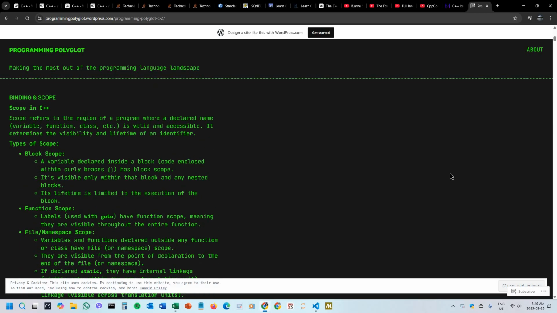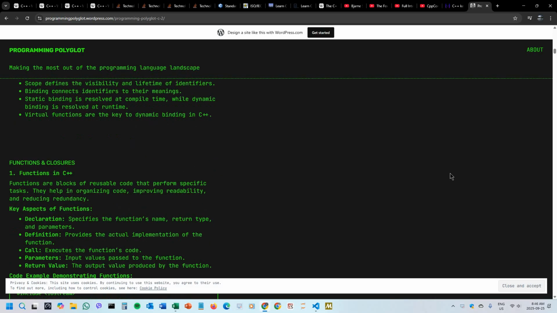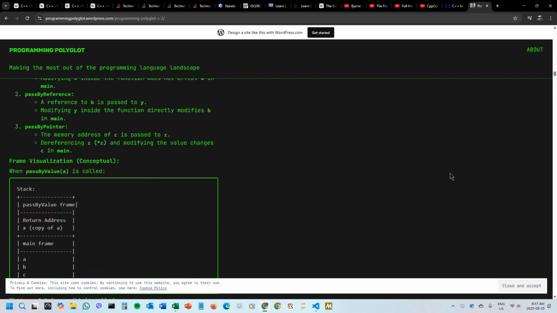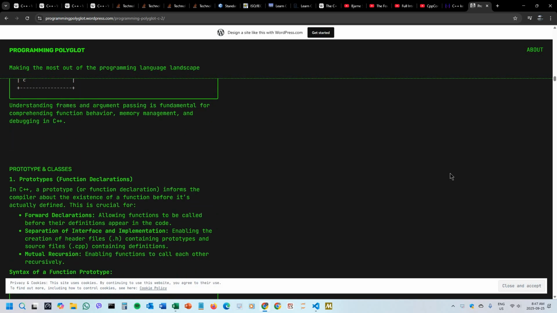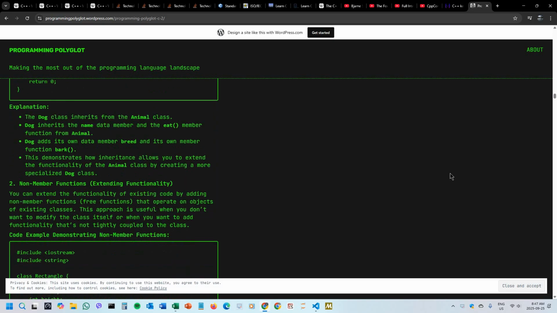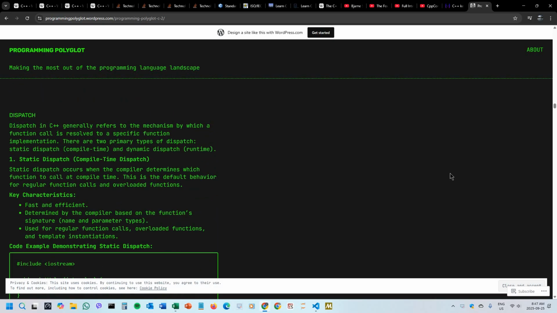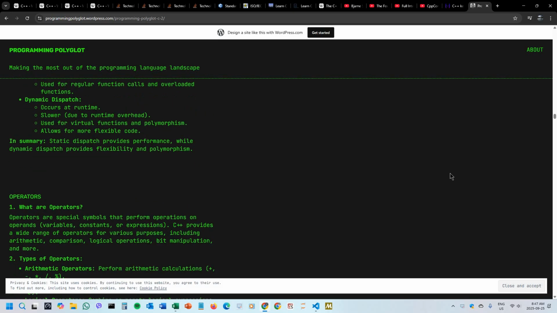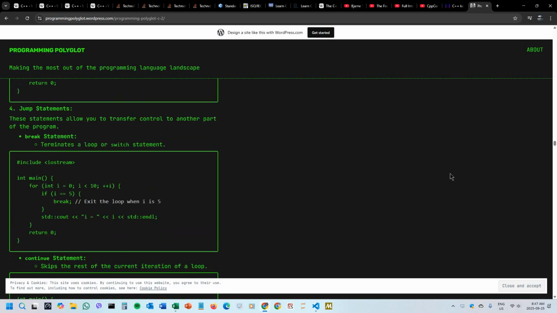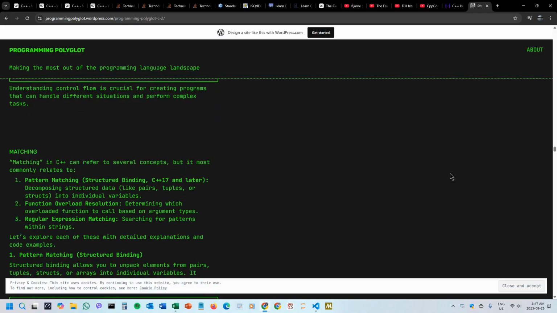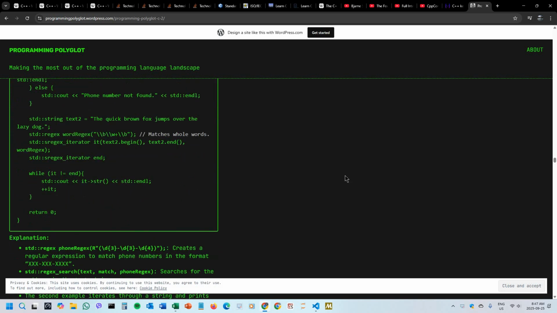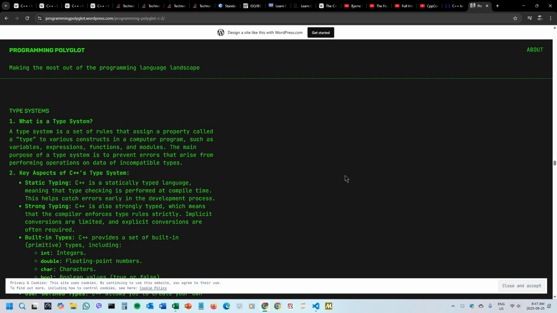So in there, it particularly covers things like binding and scope, functions, closures, frames and argument passing. And a lot of these are obviously interrelated as well. Prototypes and classes, which is related to frames and argument passing. Extensions. Dispatch. You might be dispatching different things. Operators. And then control flow. So the point of focusing on these programming patterns is that these all tend to come up in some shape or form, big or small, across programming languages.